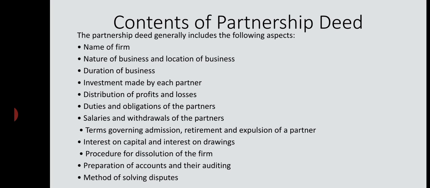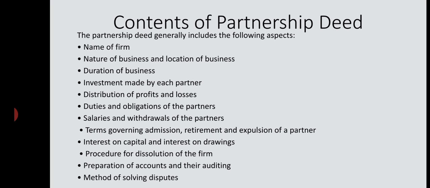We'll see them one by one. First is the name of the firm. Second is the nature of business and location of business. What kind of business the partners want to undertake, they have to mention, and they have to mention the location where the business is established. Then the duration of business. Investment, that is, each partner needs to invest money in the form of capital. That investment they have to mention in the partnership deed.